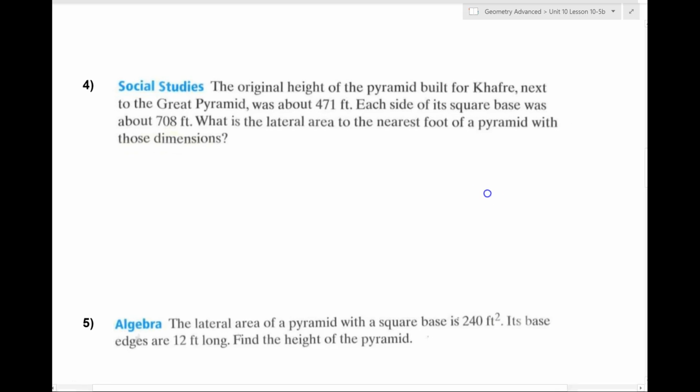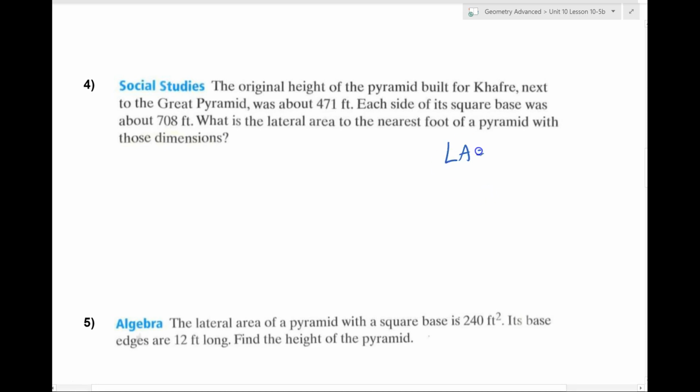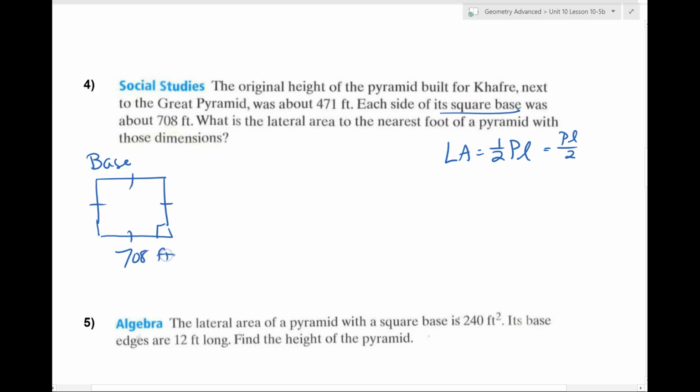Now remember some things you need to remember. The lateral area for a pyramid is 1/2 the perimeter of the base times the slant height. Or you go perimeter of the base times the slant height over 2. But there's a few things you need to know. It's the perimeter of the base. So what do we always draw? The base, correct? The base, which is going to be a square base, because that's what the pyramid said. Have our right angles, all the sides are the same, we have 708 feet about.